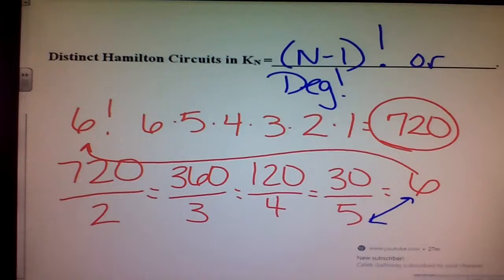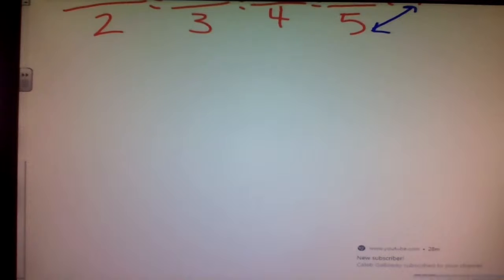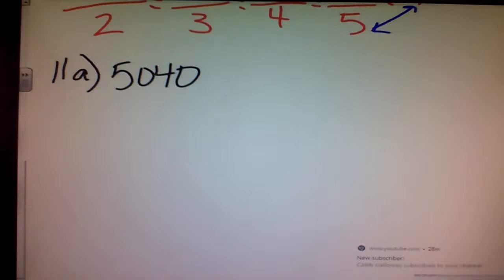Okay, so for instance, let me, because I know there's a problem with this on here. If you flip the page where the independent practice is, let's do this one. This is number 11, part A. So, it tells you that you start with 5,040 Hamilton circuits. Just add 1.